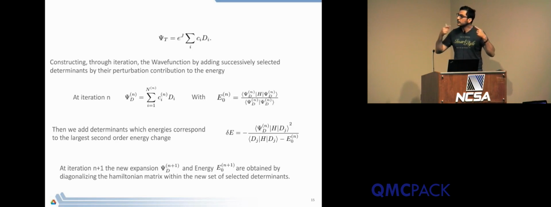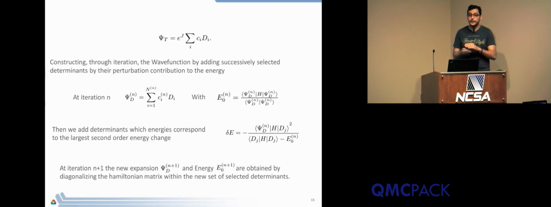And we do this iteratively until we reach either a maximum number of determinants that we want, 1 million, 10 million, what have you, whatever you want, or a threshold, once the energy starts changing at 10 to the minus 4, 10 to the minus 5, 10 to the minus 6.